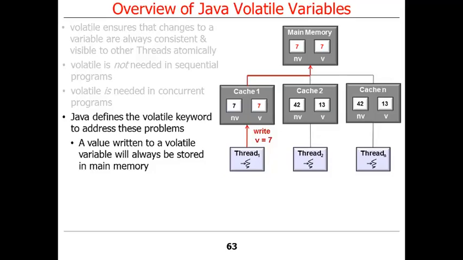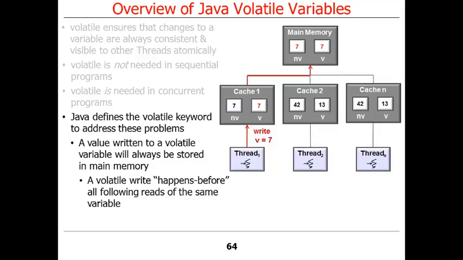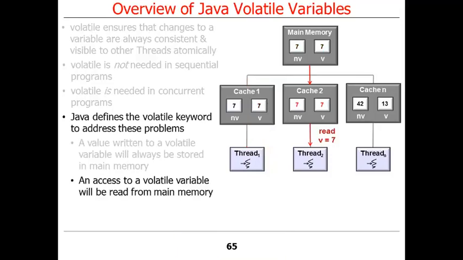So the value is written through the cache into main memory, and a volatile write happens before all the following reads of the same variable. What that means is that the reads and writes are ordered properly in the memory system. So over here, when we come along and we read V, in this particular case, notice it's also having an update on the value of the non-volatile variable, but you can't rely on that. That's just happening because of the implementation. Over here, we're going ahead and reading the value, and that then turns out to be the right value. And likewise, if this guy in thread N was to read, it would also get the latest values.